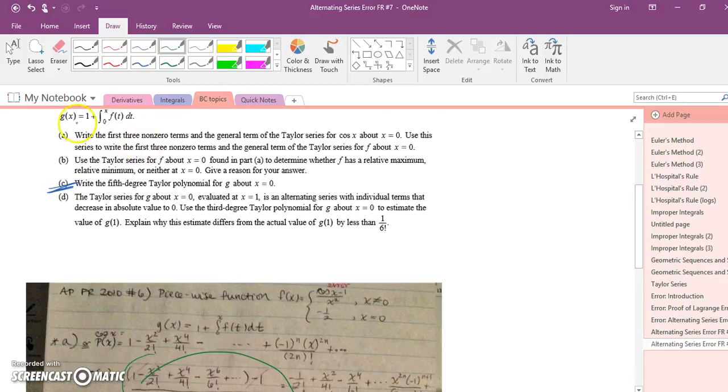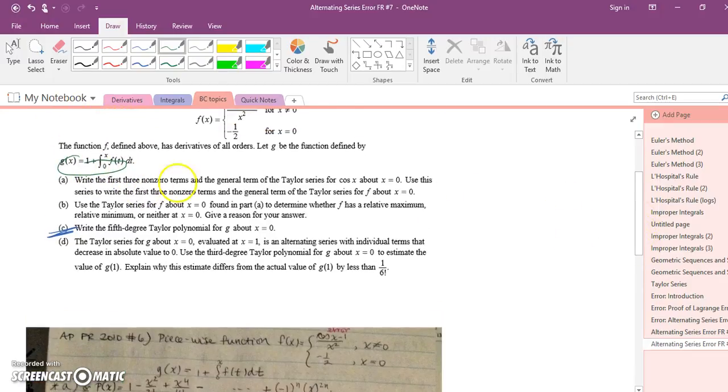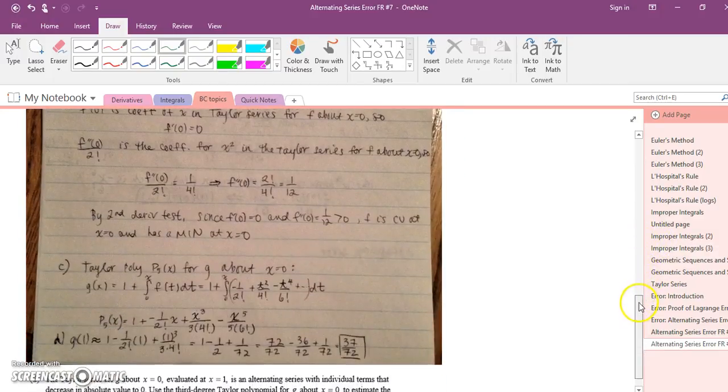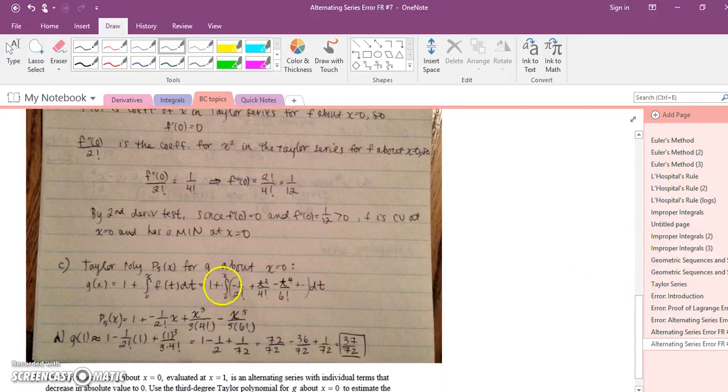C says, okay, now I'm defining g to be: take f, do the integral of it, and then add 1 to it. So I have that work right here. So I have 1 plus the integral of this. This is from part A. So I did the integral, or antiderivative, term by term, plugged x in, and added 1 to it. Now I'm looking at this.